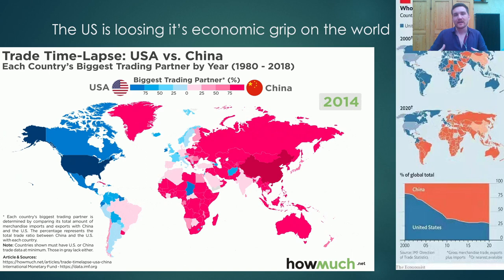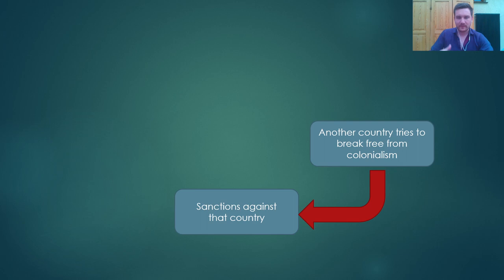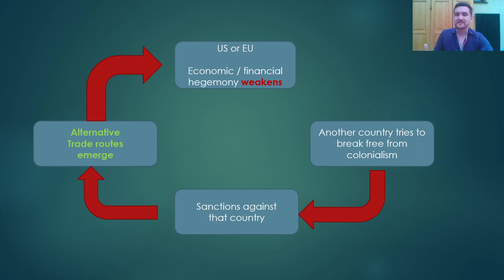And over the last 10 or 15 years, we've seen the United States and the European Union throw out sanctions everywhere. They sanction a lot of countries. And so to summarize, you have another country that's trying to break free from colonialism. It gets sanctioned and crushed. Alternative trade routes emerge. And this further weakens the United States or EU hegemony over the global south. And this means that another country will try to break free from colonialism, to summarize it, basically.